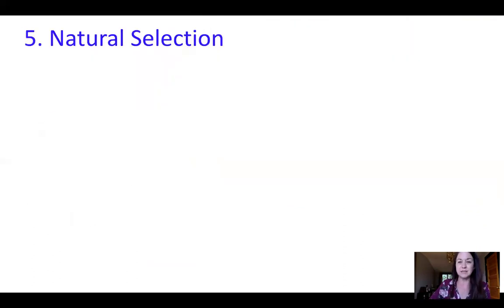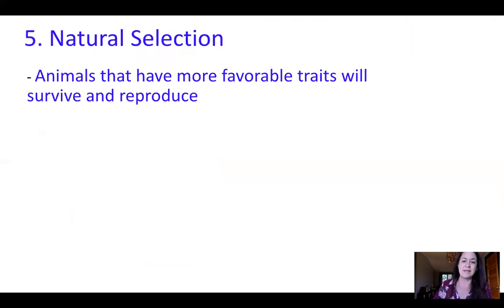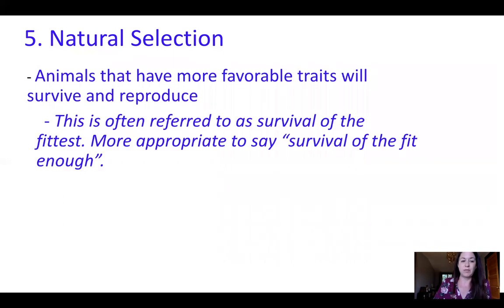All right, let's get to natural selection. Natural selection: animals that have these more favorable traits will survive and reproduce. This is what you guys are most familiar with as far as what you've learned about evolution so far, I'm sure, that those that have the good traits are gonna survive and reproduce.